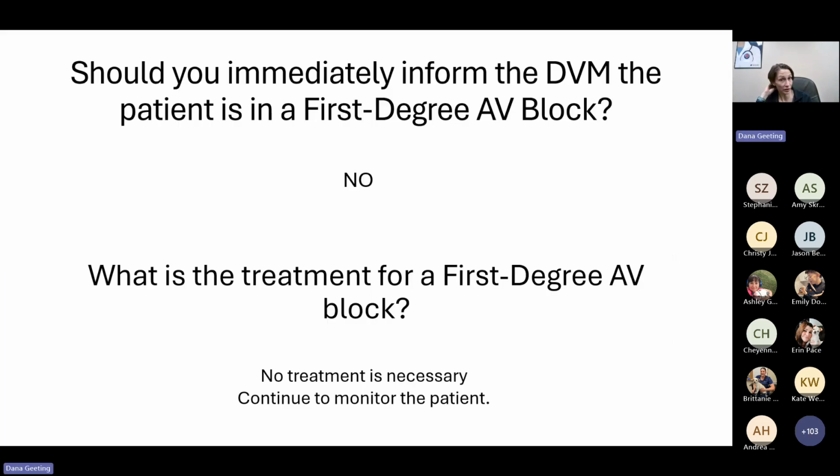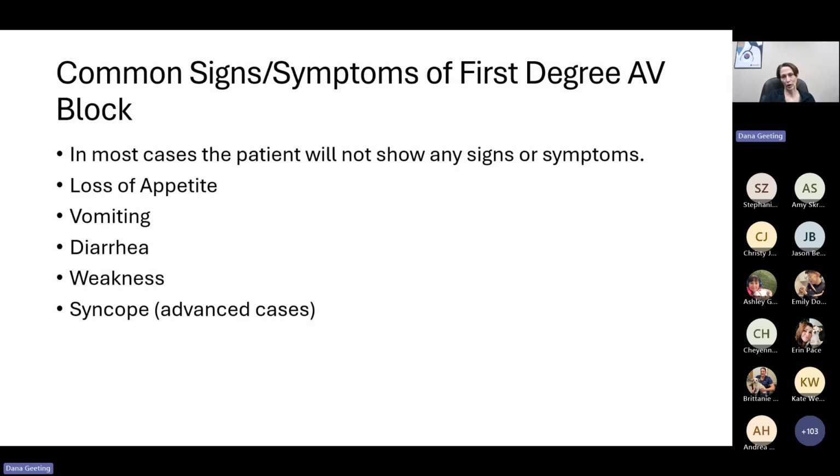Should you immediately inform your doctor or your vets about a first degree AV block? No. There's usually no treatment necessary for first degree AV block. If they are otherwise stable, you would just continue to monitor that. So there's no need to pull them out of rounds or out of the client's room to inform them. You could just inform them in passing or when you're rounding the patient.